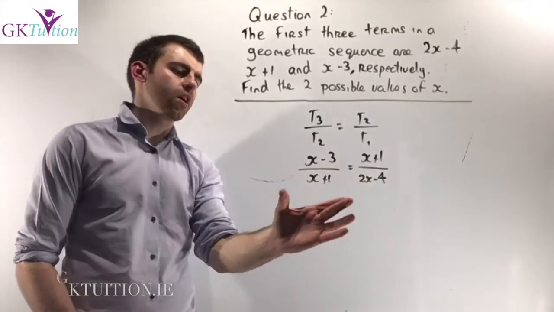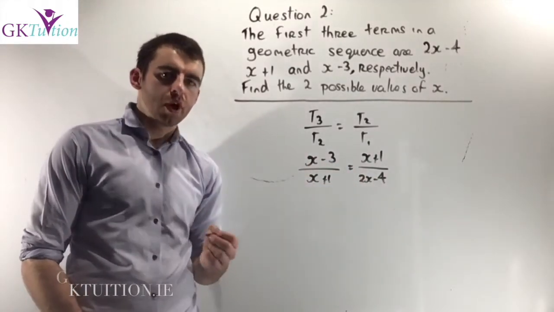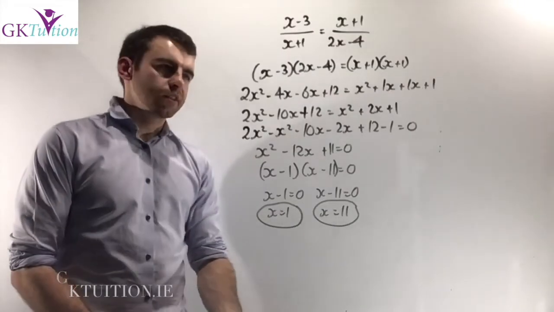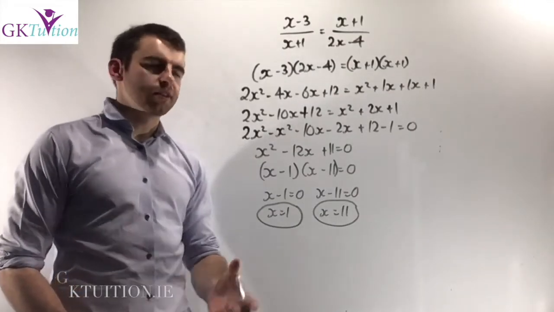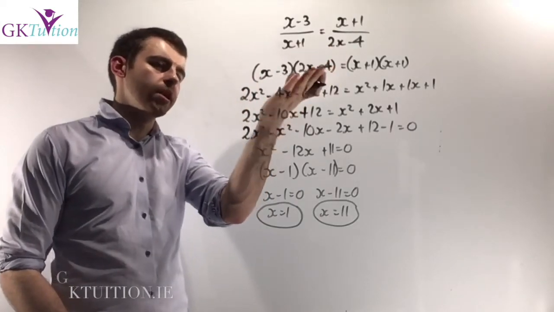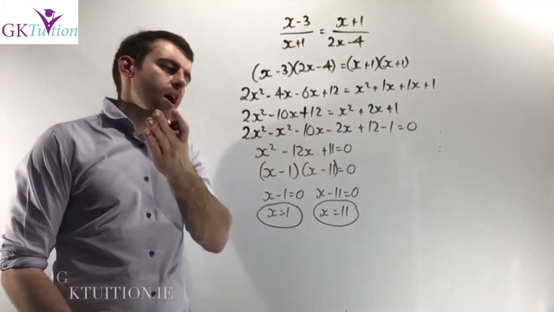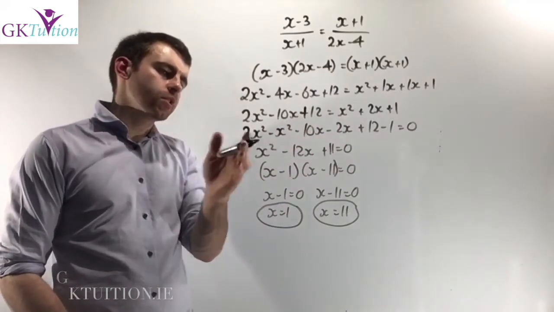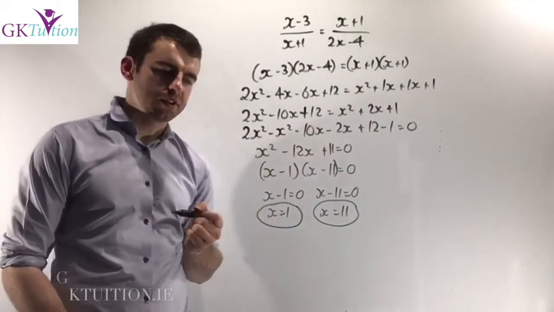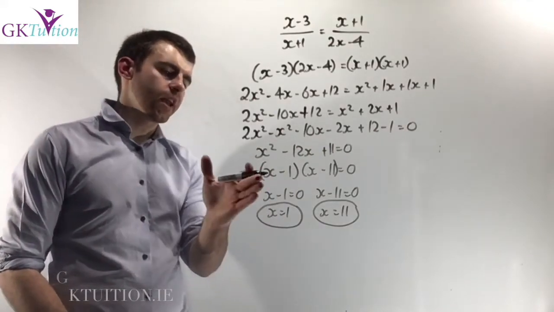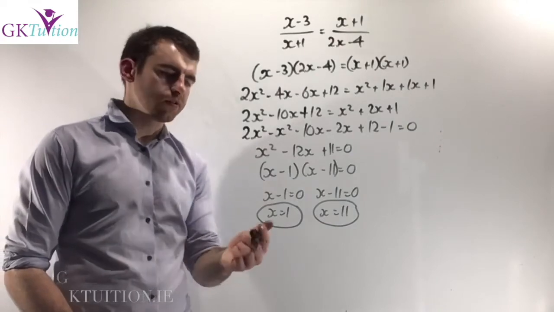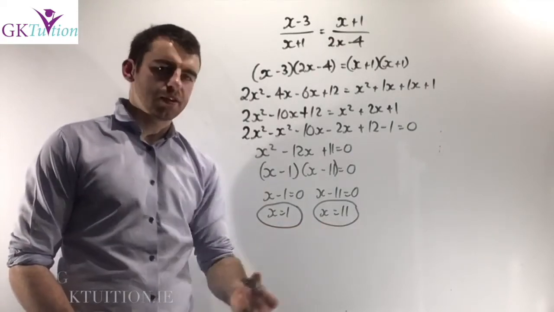And at this stage, I've got one equation and one unknown, which means I'll be able to find the two possible values of x. So I can simplify this one more or less the same way as I simplified the previous one. I multiply both sides by the denominator to eliminate the fractions, and then I move everything to one side and I ended up with a quadratic of x squared minus 12x plus 11 equals 0. If I factorize it, I get x minus 1 times x minus 11, which means the two possible values for x are x equals 1 and x equals 11.